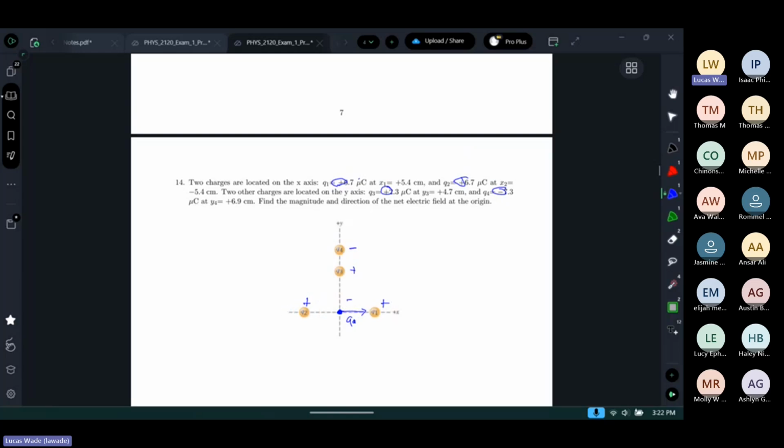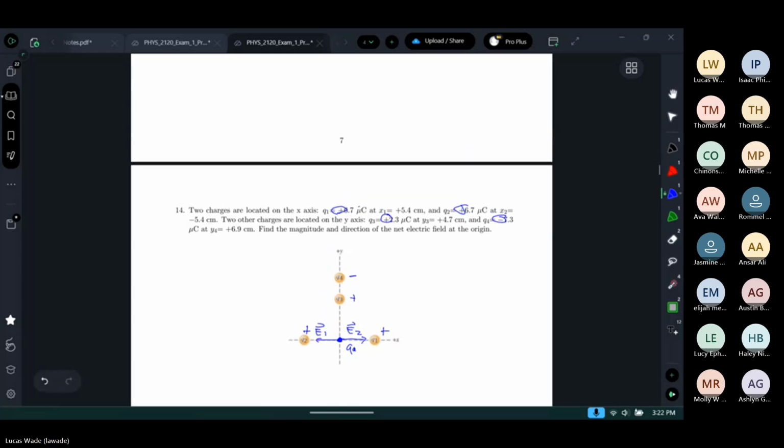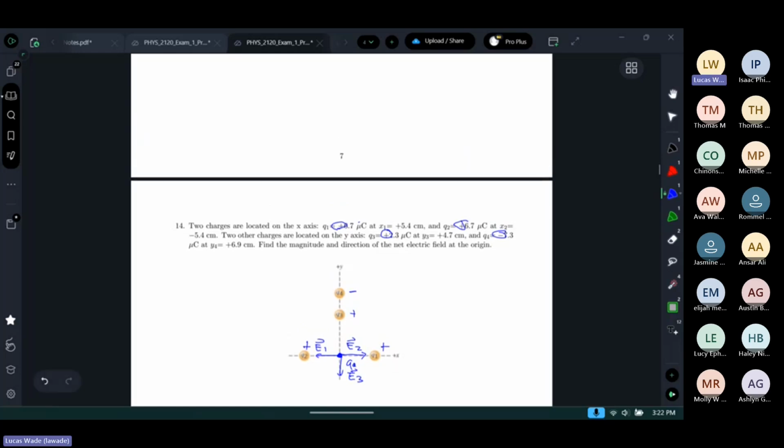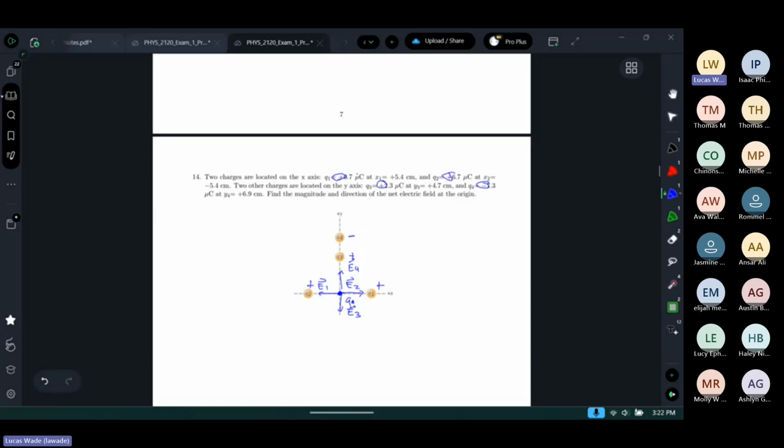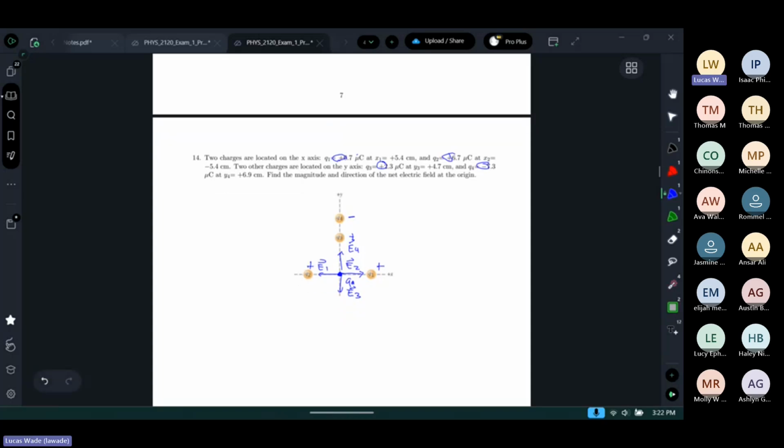Let's label these. That'll be E2. Q1 would push a little positive charge sitting at the origin to the left. Q3 would push a little positive charge sitting at the origin down. And Q4 would attract a little positive charge sitting at the origin towards it. That's E4. And my picture makes it seem like they all cancel. I just didn't draw them to scale because I don't know their scale until I calculate E1, E2, E3, E4. So that would be the next step.